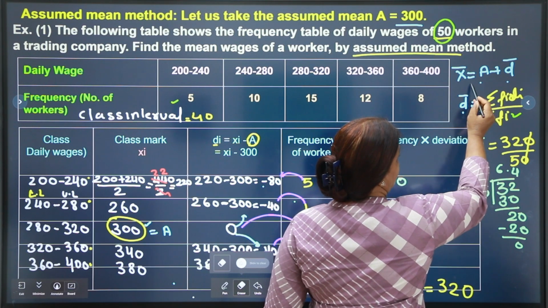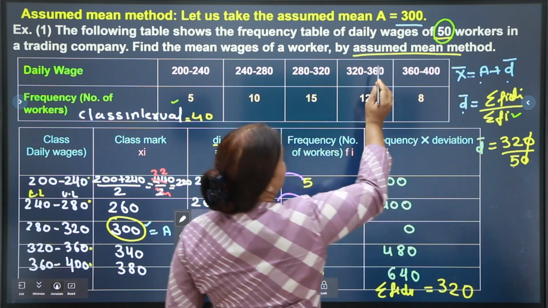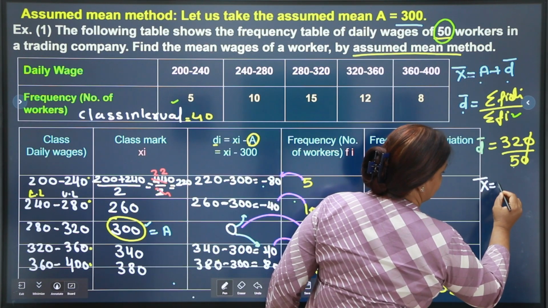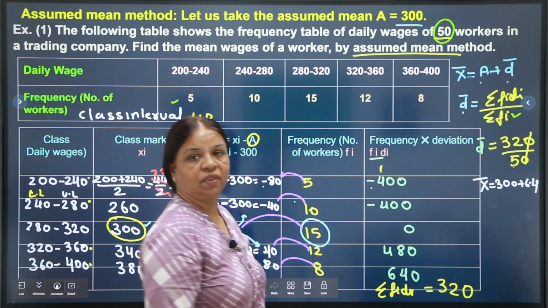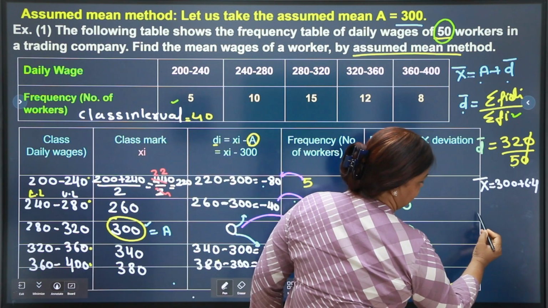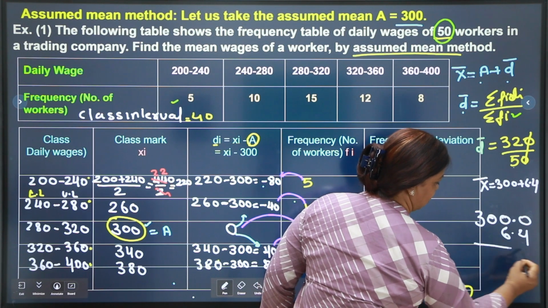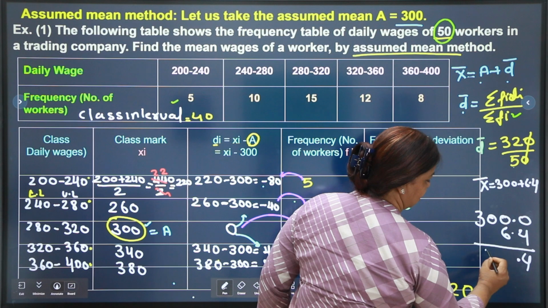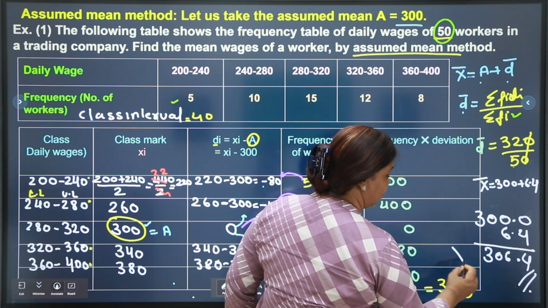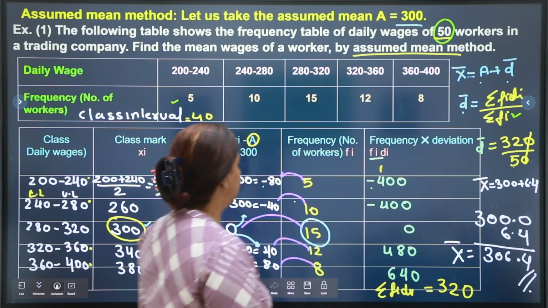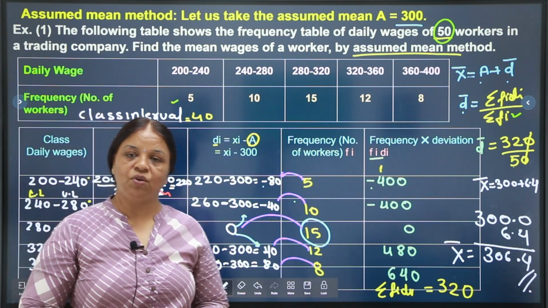So we need to add here A plus bar D, the 6.4 value. A is 300, so bar X is equal to 300 plus 6.4. Okay. Now how to do addition children? See here 300.0, 6.4, add, 306.4. So 306.4 is the bar X value children. This is the way you have to write down in your exam. You can pause the video children and you can solve the sum.